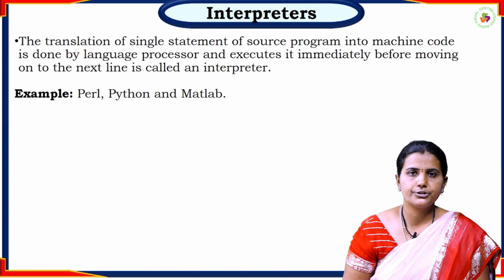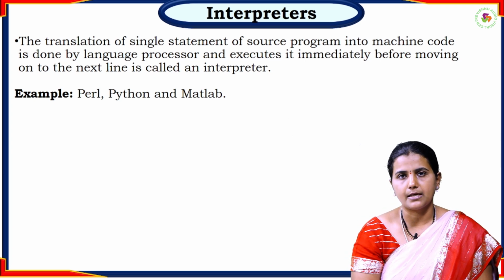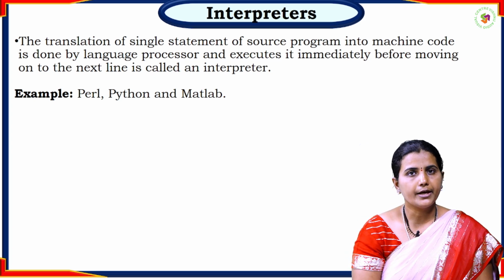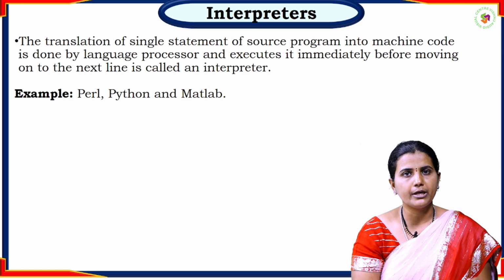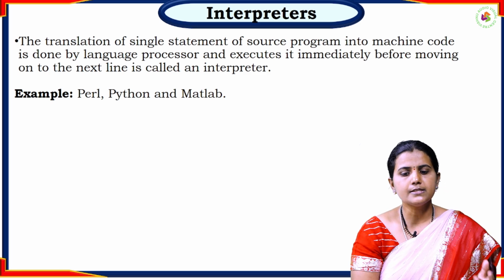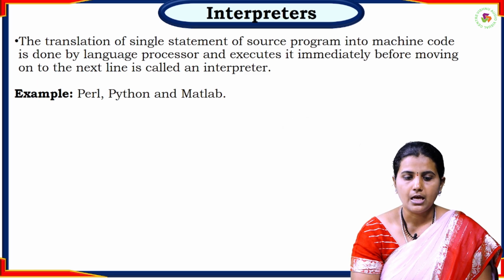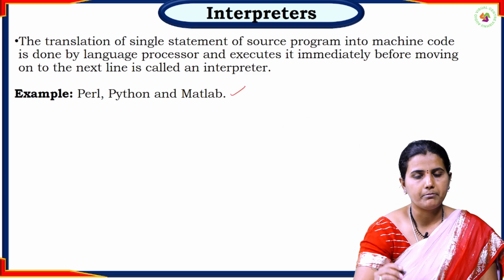And finally, we are going to discuss the interpreters. An interpreter acts the same as a compiler, but here the interpreter translates the code line by line. Whenever any line generates an error, it stops the remaining program execution and generates the error. That is the speciality of the interpreter. Examples of interpreters are Perl, Python and MATLAB.